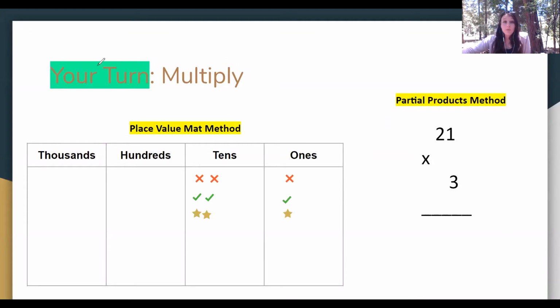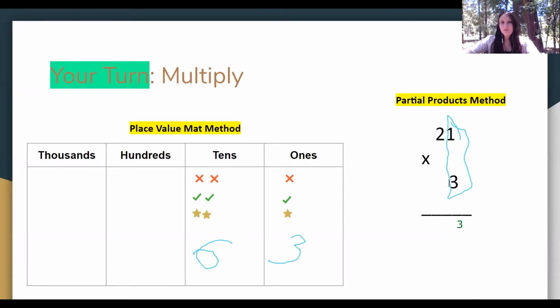Perfect. Now what we can do is add it up. So we have 1, 2, 3, 4, 5, 6. We have 6 in our tens column, and we have 1, 2, 3 in our ones column. So our answer using the place value method is 63. Now let's determine our answer for the partial products method. So step 1, we're going to multiply the numbers in our ones place here. So 3 times 1. What's 3 times 1? 3. So we're going to put a 3 there.